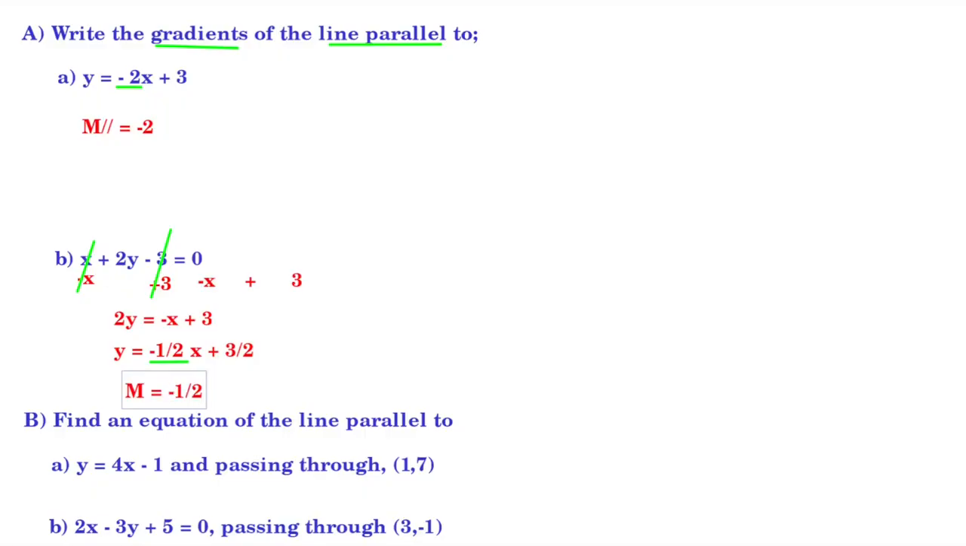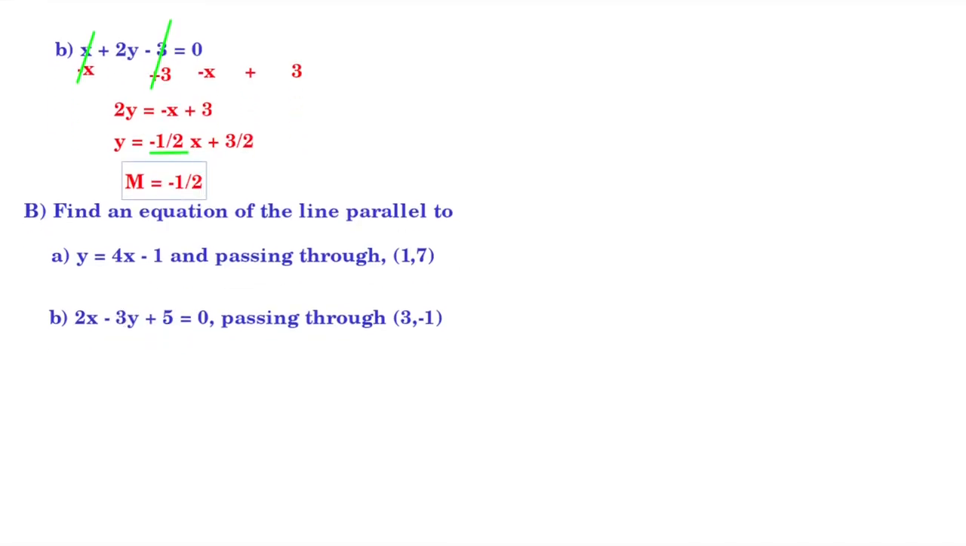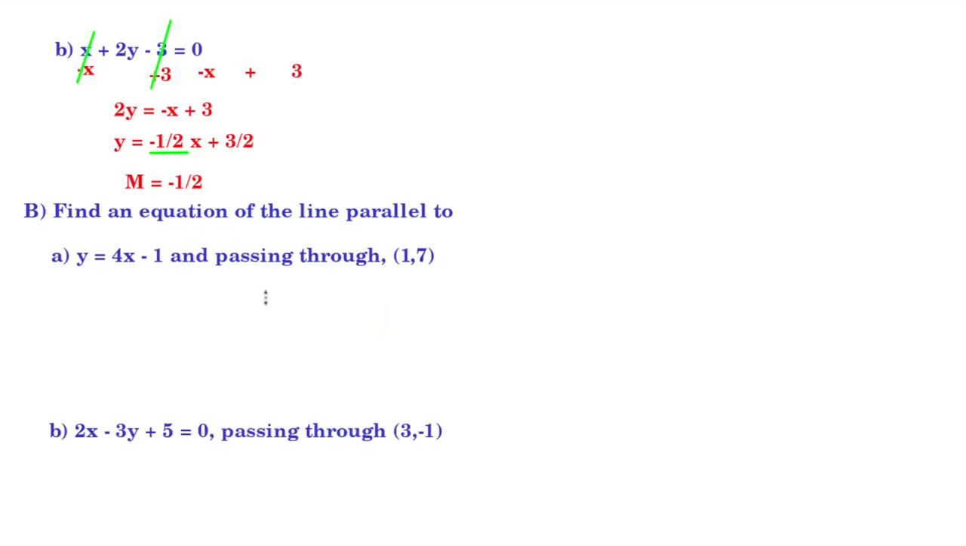That's the gradient. Now our next task is to find the equation. We are going to find the equation of the line parallel to this one. First things first, negative 4 is the gradient of this line. So the gradient of a line parallel to that is 4. The point for this line is 1, 7. So let's calculate the equation of a line passing through 1, 7 with a gradient of 4.